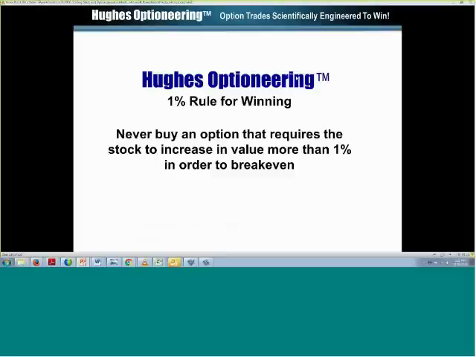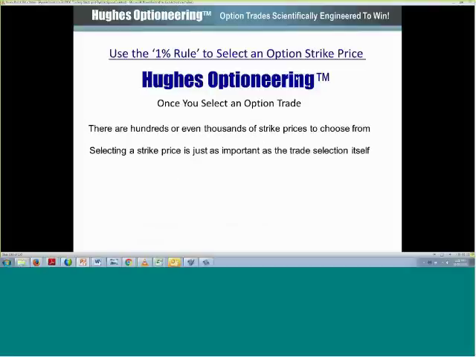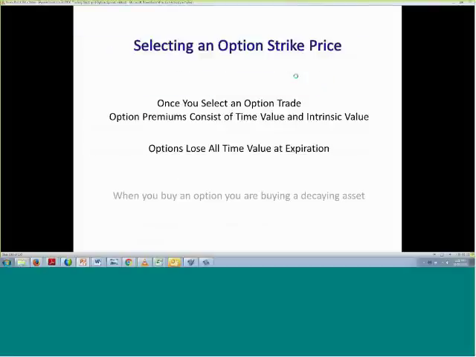And we use what we call the 1% rule, and we want to limit the time value portion of an option to 1% of the stock price in order to break even on the trade. So option premiums, of course, consist of time value and intrinsic value, and options lose all time value at expiration.